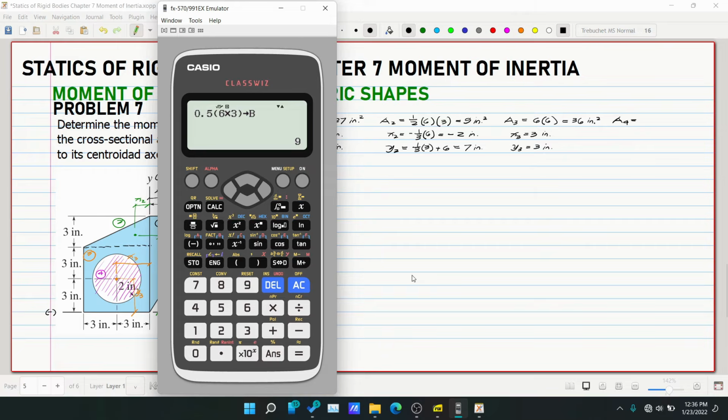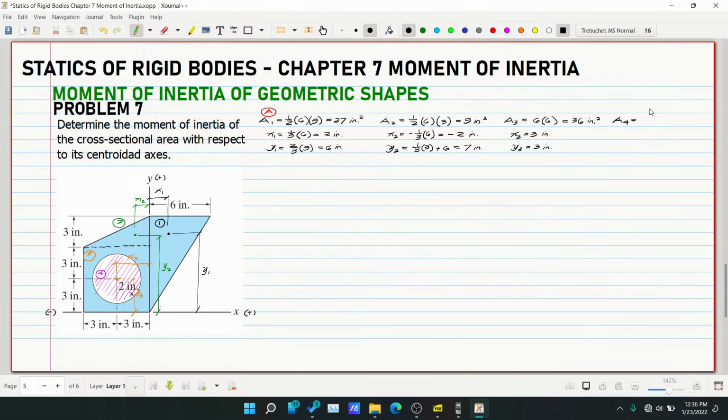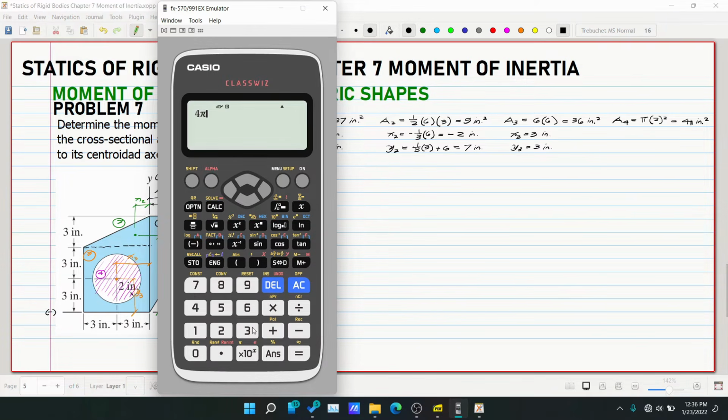Hindi ko pala na-no yung 6 by 6. Ayan. So, alpha C. Then, area 4 is a circle. So, pi r squared. Ang radius niya is 2 inches. Okay? So, pi r squared, so this is 4 pi inch squared. So, 4 pi alpha d.